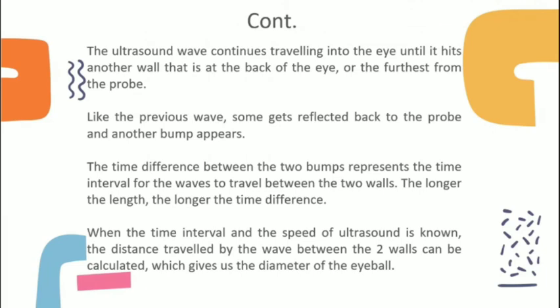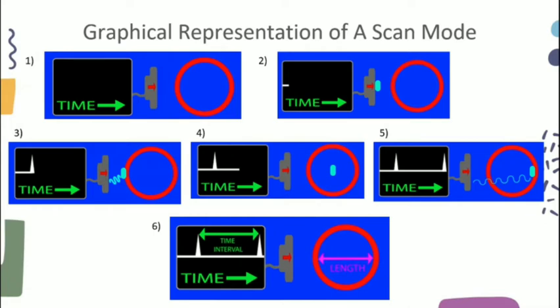The ultrasound wave continues traveling into the eye until it hits another wall that is at the back of the eye, or the furthest from the probe. Like the previous wave, some gets reflected back to the probe and another bump appears. The time difference between the two bumps represents the time interval for the waves to travel between the two walls. The longer the length, the longer the time difference. When the time interval and the speed of the ultrasound are known, the distance traveled by the wave between the two walls can be calculated, which gives us the diameter of the eyeball. As you can see, this is the graphical representation of A scan mode.